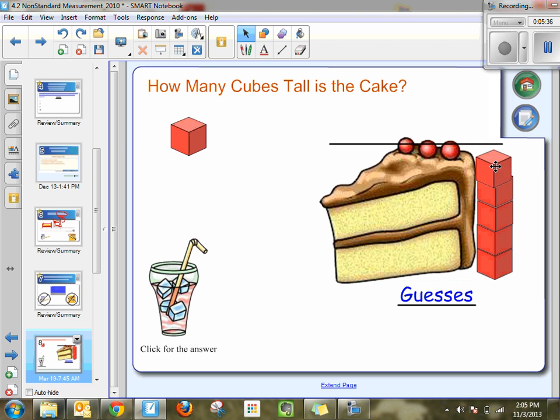And again, these were non-standard units, because if I called the bakery and I said, hey, could you make me a piece of cake that is 5 cubes tall, they're probably going to think you're a little bit crazy, because they don't know how tall just one single cube is. They have no idea how tall this single cube is. So let's try a few more measurements.